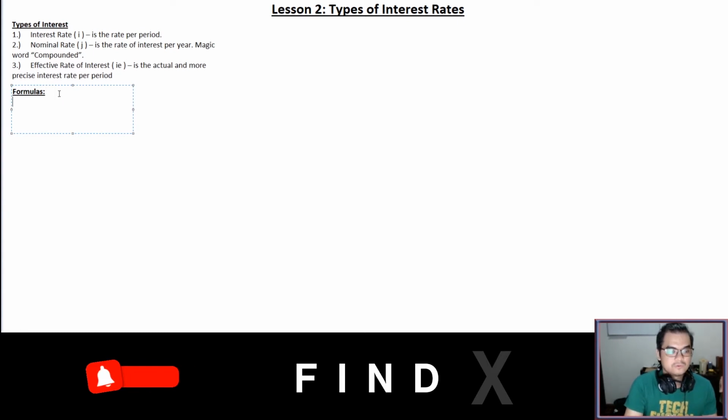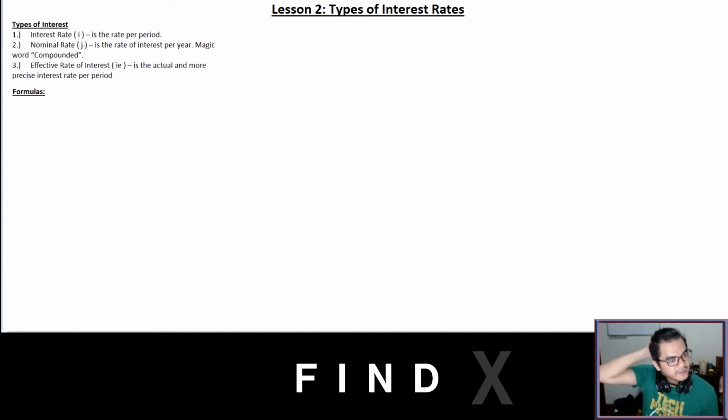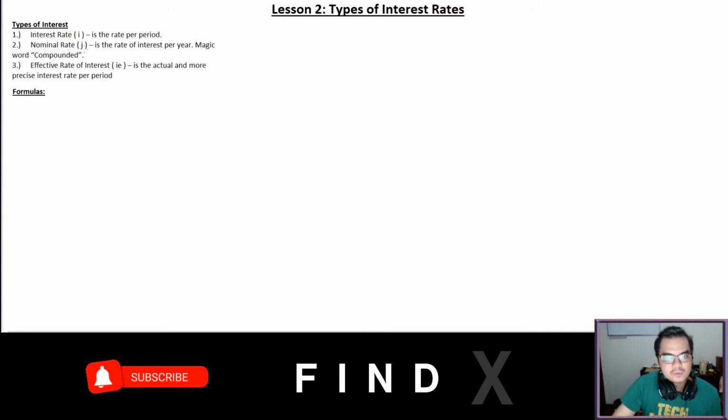For the formulas, we have the relationship of the interest rate and the nominal rate, which are I and J. Since J is the rate of interest per year, if we divide the nominal rate by the number of periods per year, that will give us the interest rate. Therefore, the formula is I equals J over N. That will be the interest rate per period.